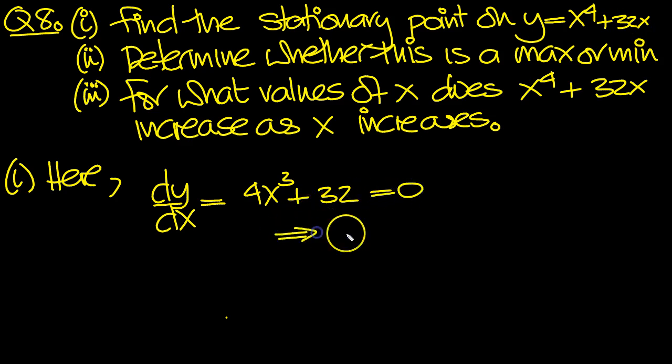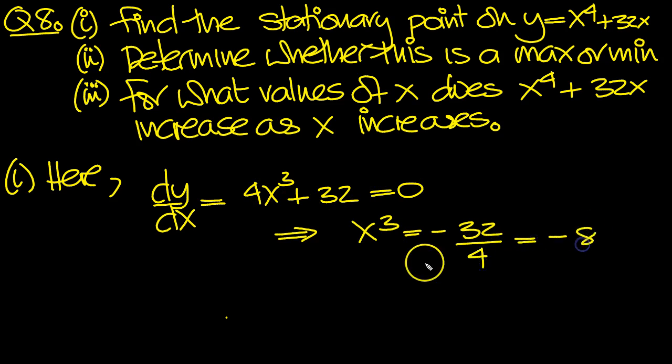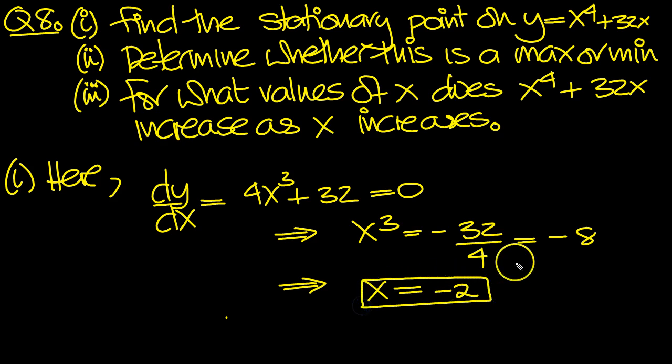That tells us 4x cubed, move the 32 over, minus 32, and then once that's moved over we can move the 4 down from times to divide. So x cubed equals minus 8, cube root both sides, tap it in the calculator if you need to, x equals minus 2. So we've cube rooted minus 8 and we've got minus 2, and we get x equals minus 2.